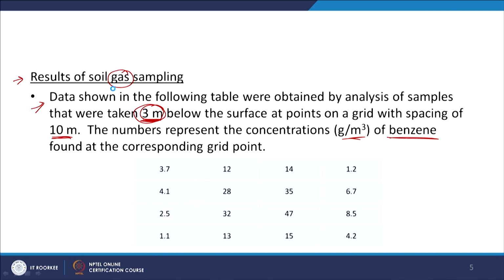So, obviously, for the conservative estimate, we are going to consider that whatever concentration we have at that particular 3 meters depth is the same throughout that 5 meter depth, right. So, that is something to keep in mind.